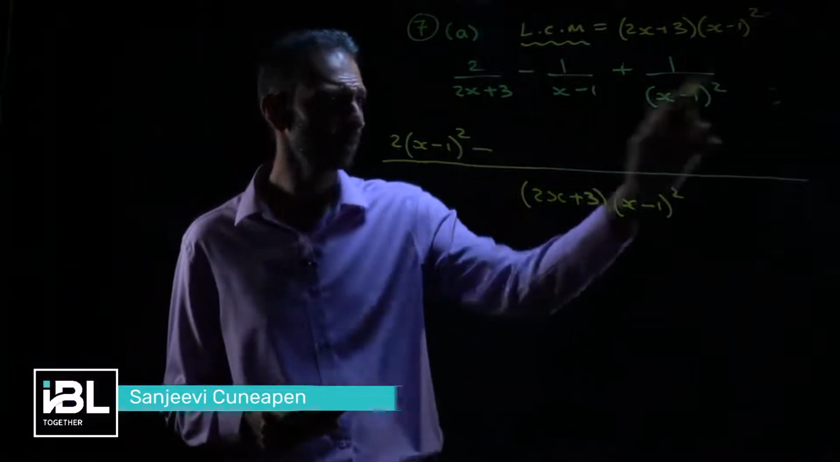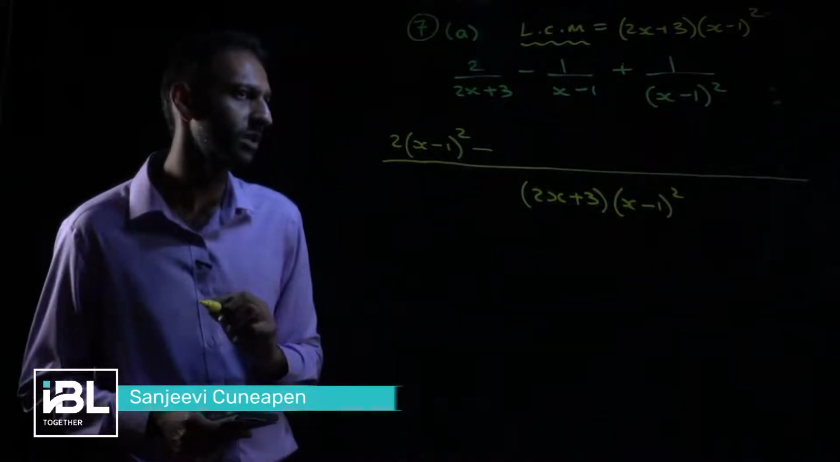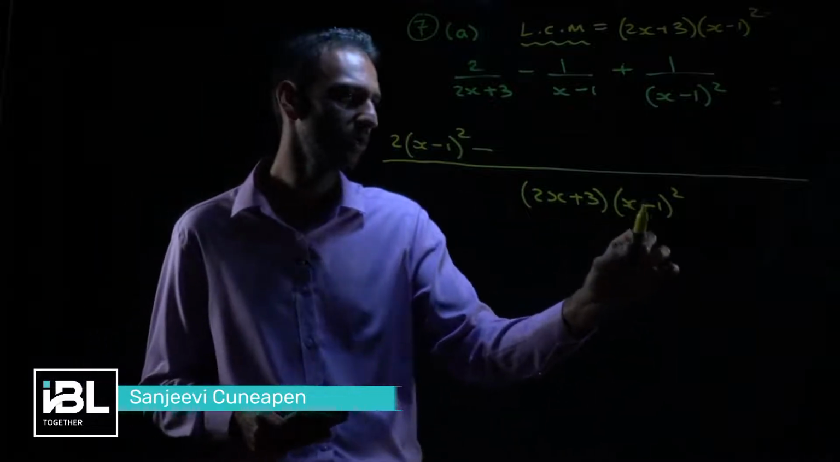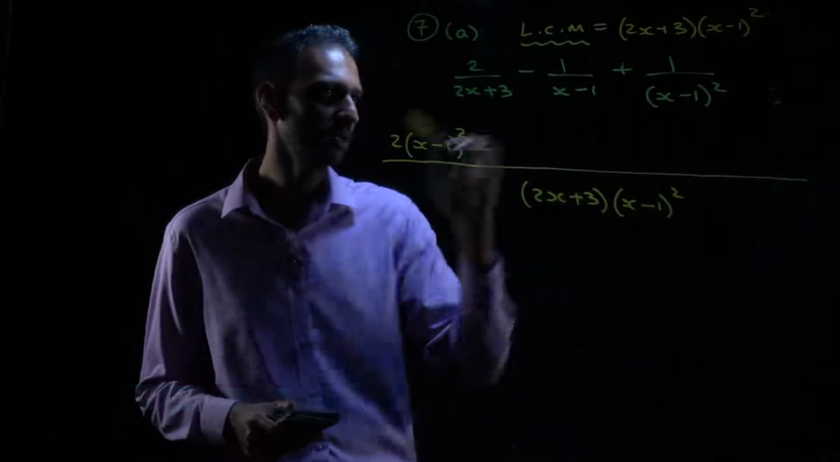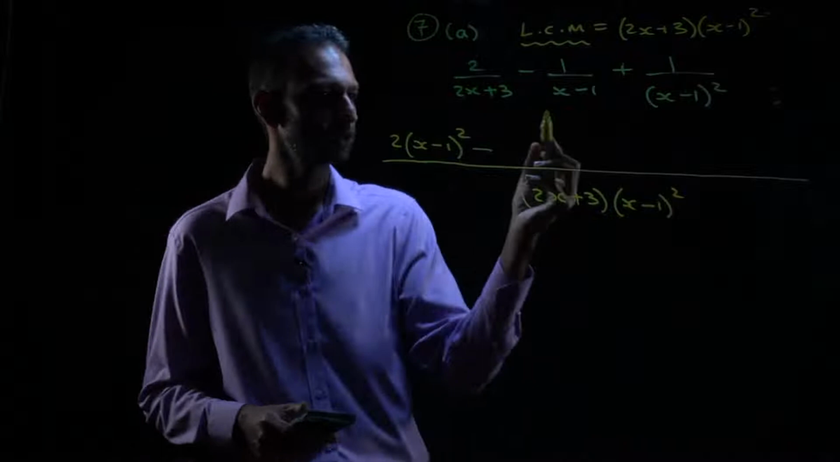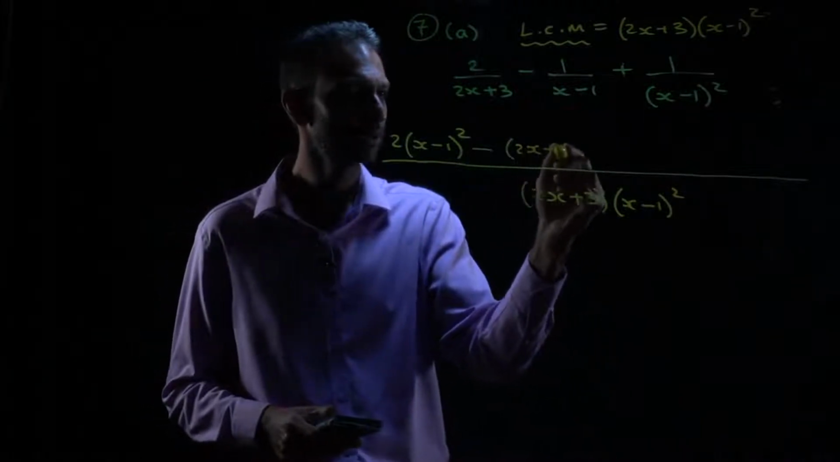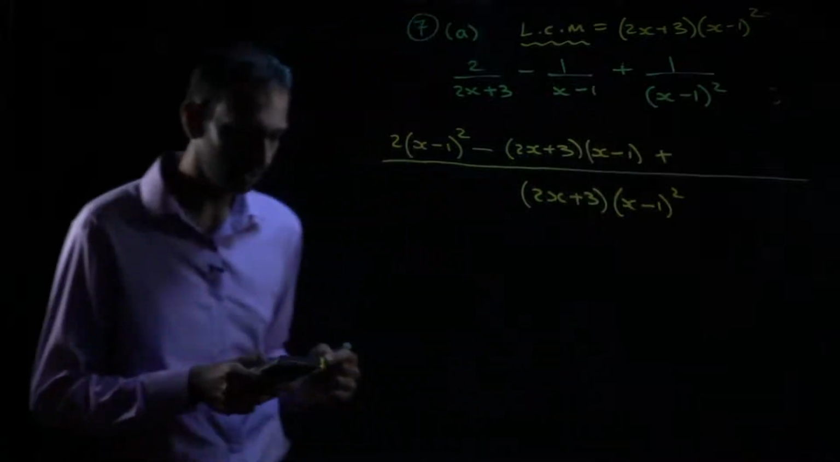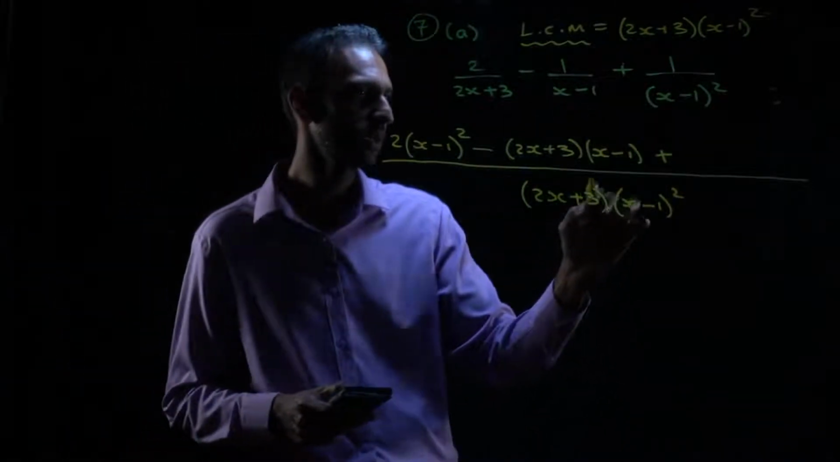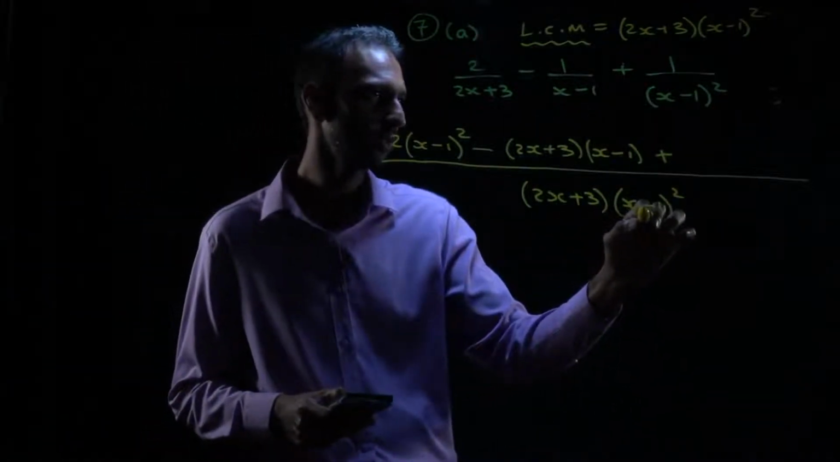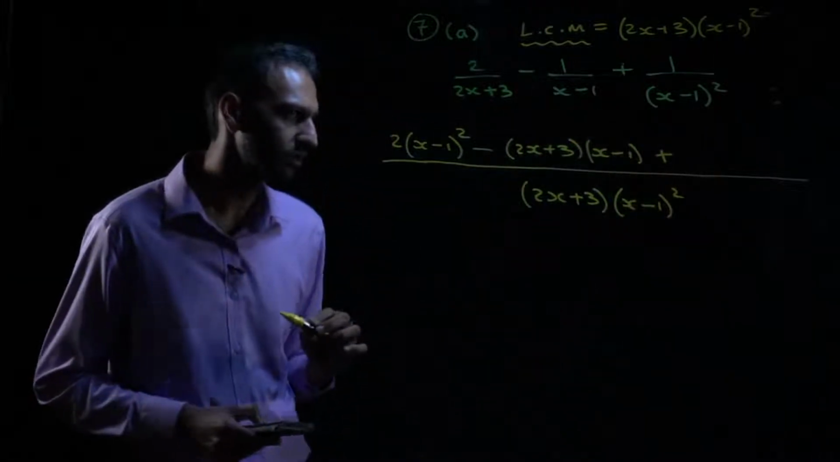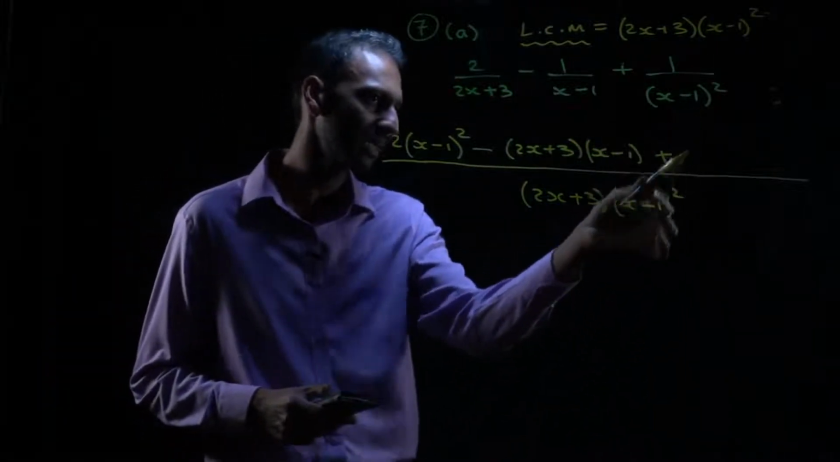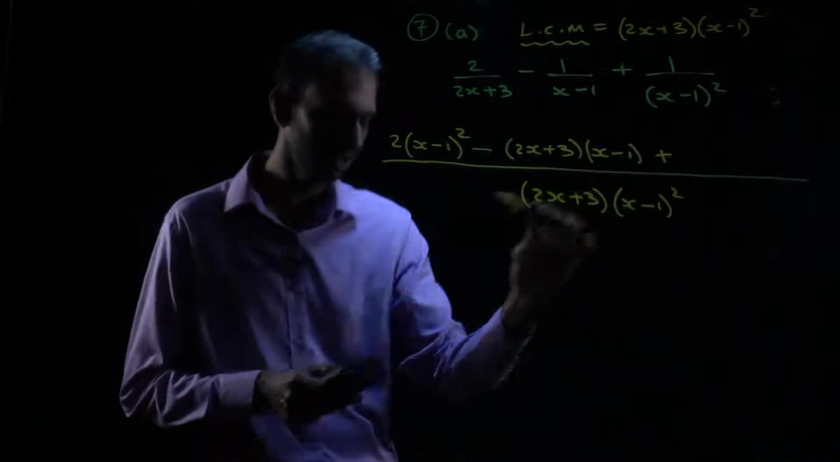The same process will be applied for the remaining fraction. (2x plus 3)(x minus 1) squared divided by (x minus 1) squared times 1. The x minus 1 cancels out, and I'm left with 2x plus 3.